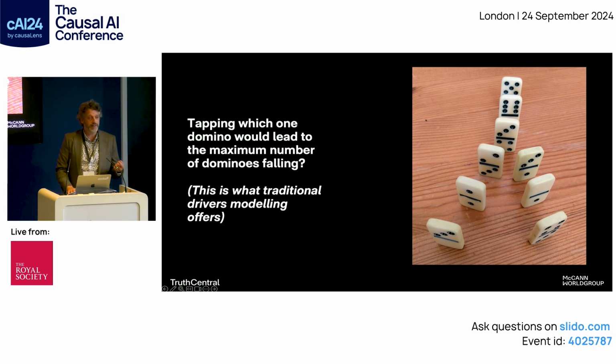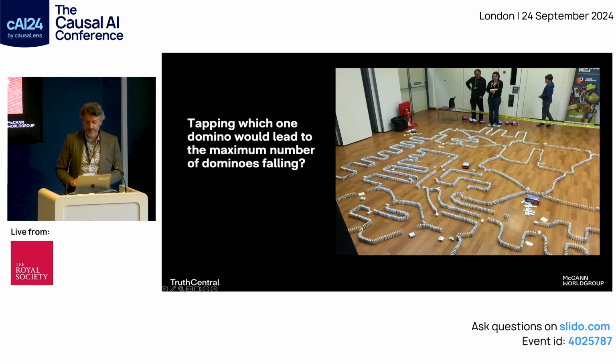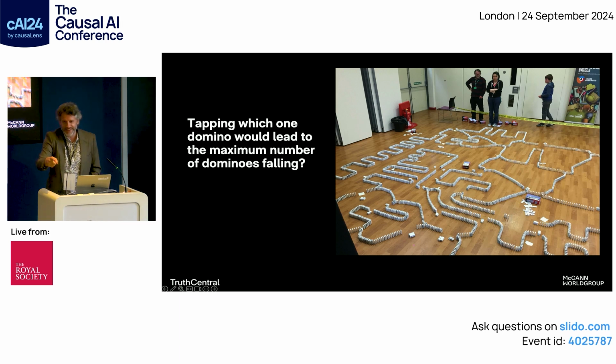Now, to bring to life the principles of what we talked about today. Tell me, tapping which one domino would have the maximum number of domino effects? Now bear in mind, any smart... That one over there, okay, brilliant. Prove it. And obviously, as you know, this is what causal modelling does.